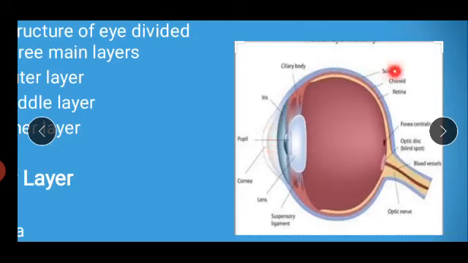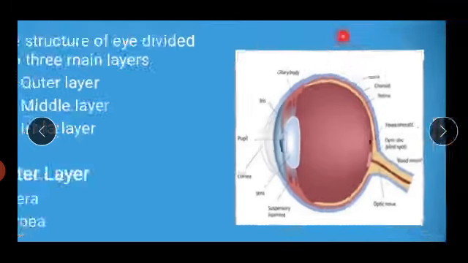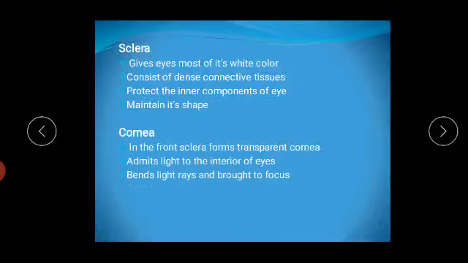The outer layer comprises sclera and cornea, and mostly the outer layer protects the inner components of the eye, and it maintains the shape of our eye. Sclera gives the eye most of its white color. The white portion of our eye that you can also see from the outside is the sclera. It consists of dense connective tissues, protects the inner components of the eye and maintains the shape of our eye.